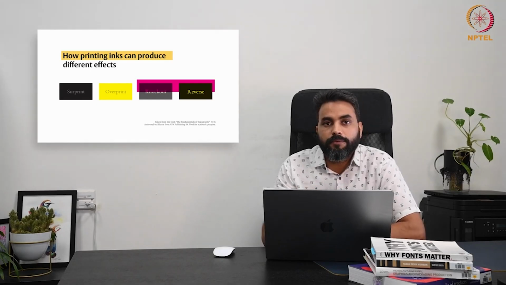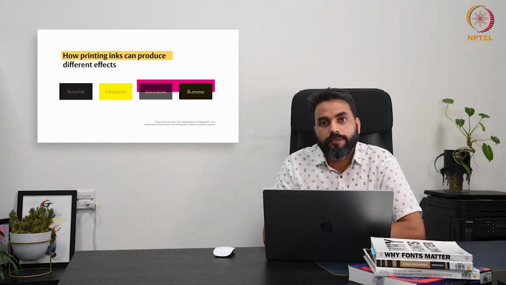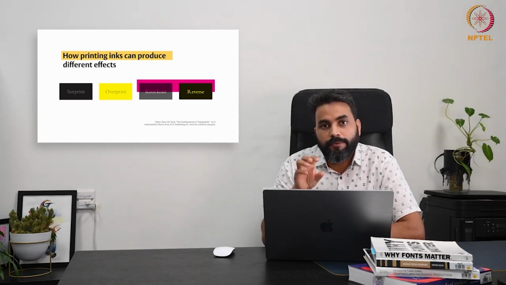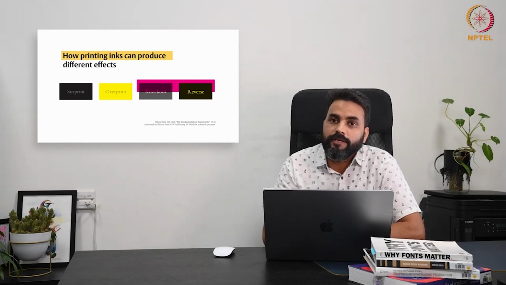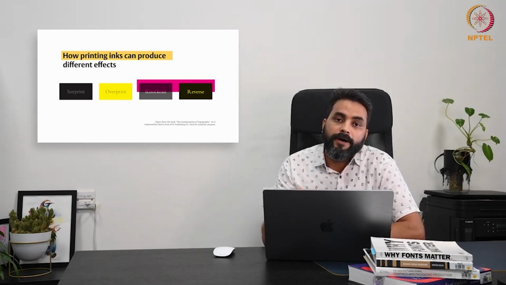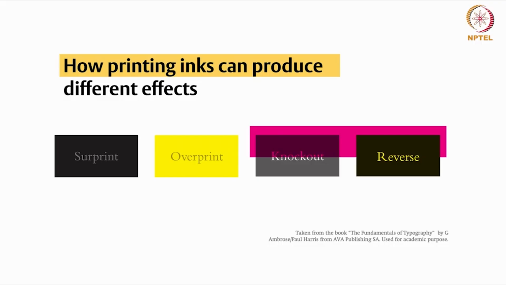Now the third concept is knockout printing. It is a gap left in the base color, allowing other colors, an image or the unprinted page to show through. If you look at the screen, now the magenta color which is in the back is visible through the letters. So that means the place where the letters are, it has been knocked out. So it is see-through.